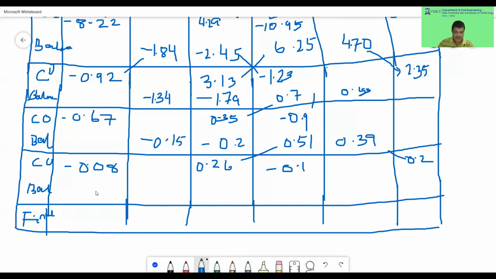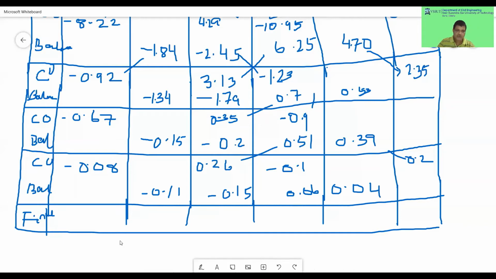Now, if you make it balance, what will the value be here? Minus 0.11. So it is plus 0.2. So apply minus 0.26, minus 0.15, minus 0.1. You apply plus 0.1. It is 0.06, and it comes to 0.0. Stop here.